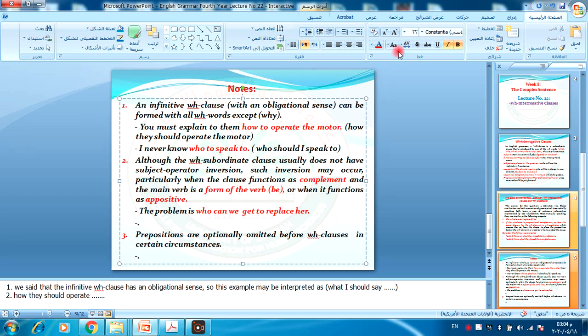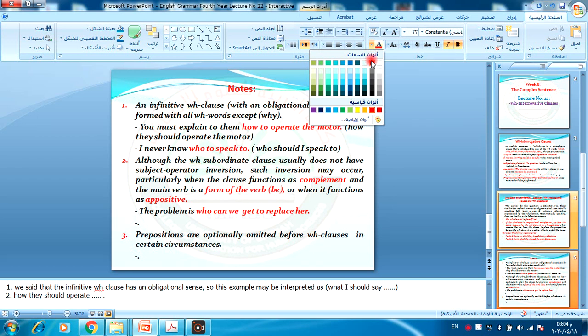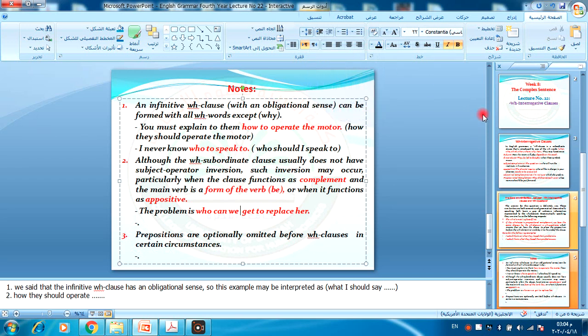Okay, so one may ask, can we do without the subject-operator inversion? Yes, of course we can. So we can say the problem is who we can get to replace her. So here we have two possibilities: either you do it with the subject-operator inversion or you do without it. And number 2, we said that when it functions as an appositive.